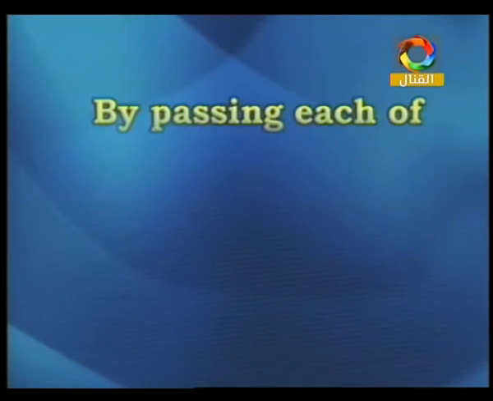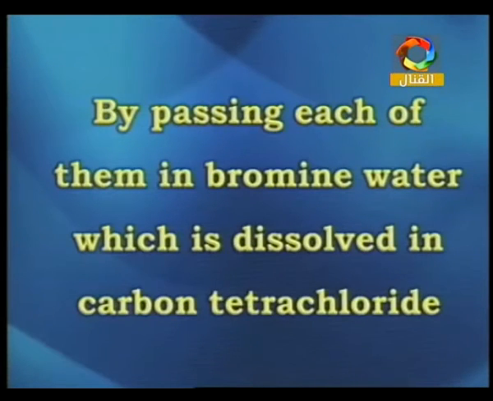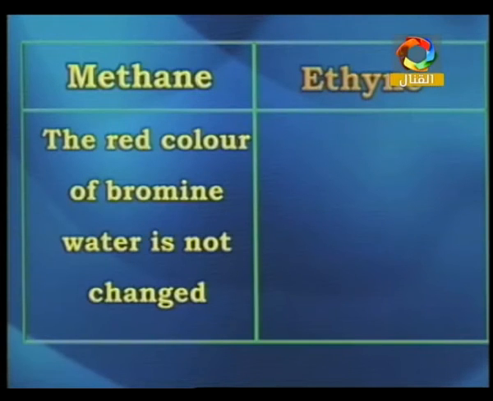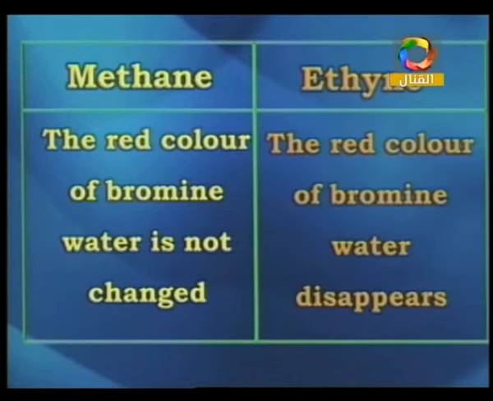Methane and ethene. By passing each of them in bromine water, which is dissolved in carbon tetrachloride, for methane the red color of bromine water is not changed, while for ethene the red color of bromine water disappears.